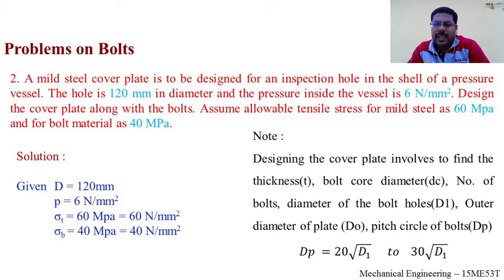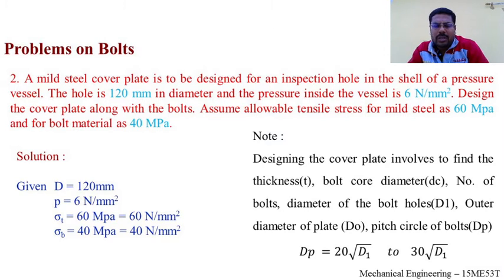Assume the allowable tensile stress for mild steel is 60 megapascal, and the allowable tensile stress for the bolt material is 40 megapascal. So this is the clarification of the problem.